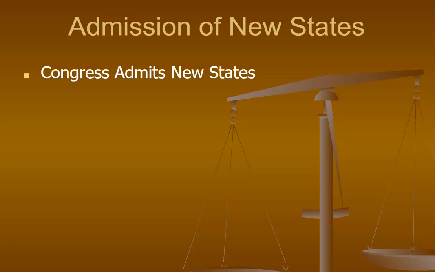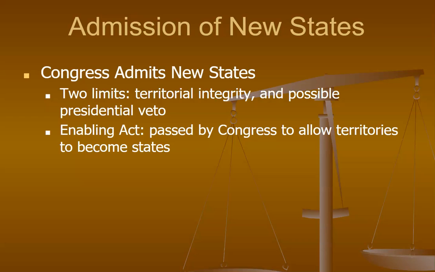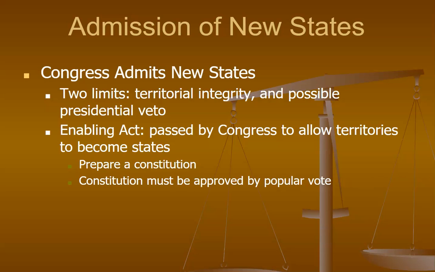Now, in order to admit new states, it starts with Congress. There are two limits: the territorial integrity, which I mentioned, and a possible presidential veto. So what happens is this: an enabling act is passed by Congress that would allow a territory to become a state. Then the territory must prepare a constitution for it to become a state. Then that constitution must be approved by a popular vote of the people who live in that territory.